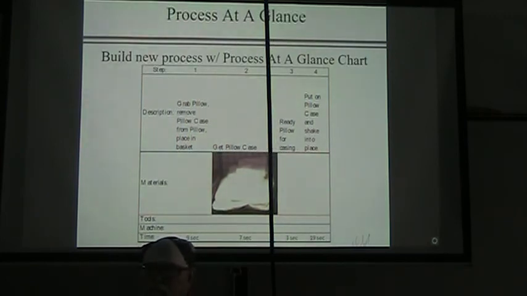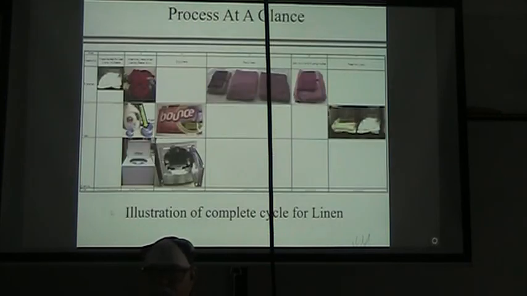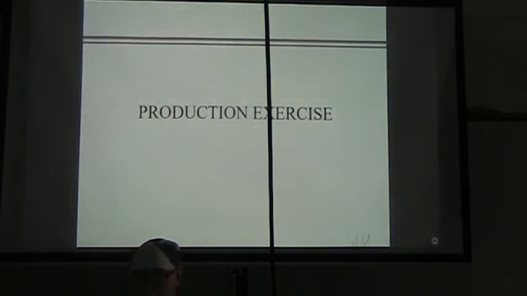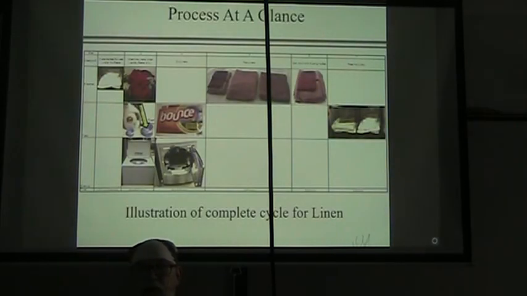I build a new process with a process at a glance chart. In this case, I'm going through the entire cycle of what happens to the linens. It's not just putting them on the bed, it's how you accomplish getting them through the whole process. When you take the sheets off the bed, what happens to them?